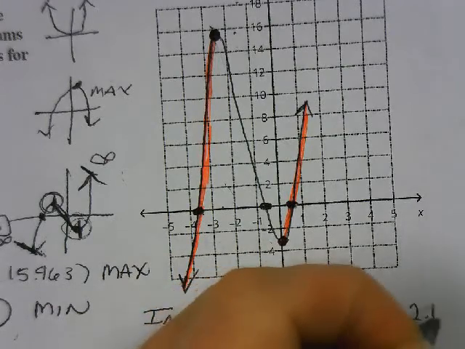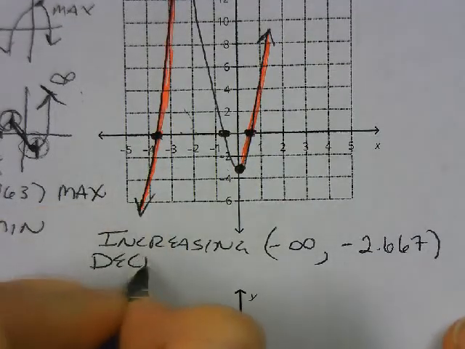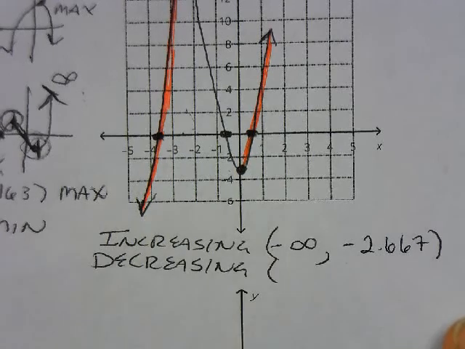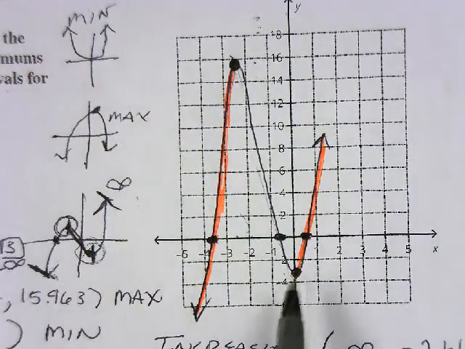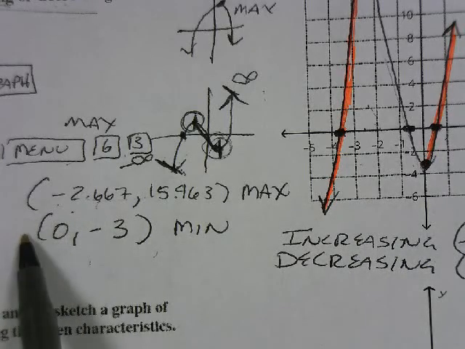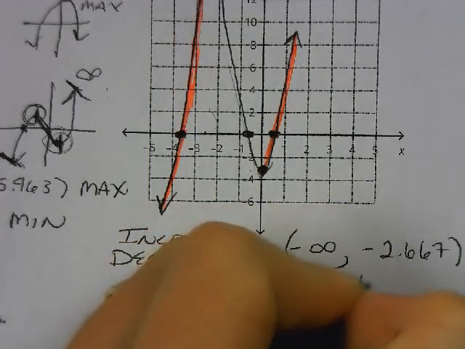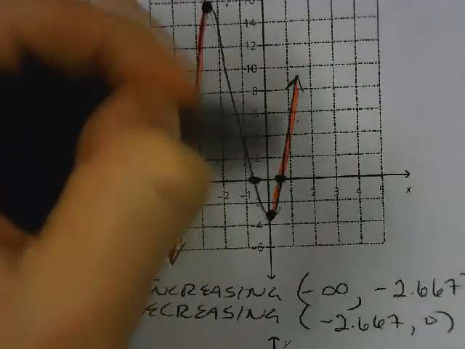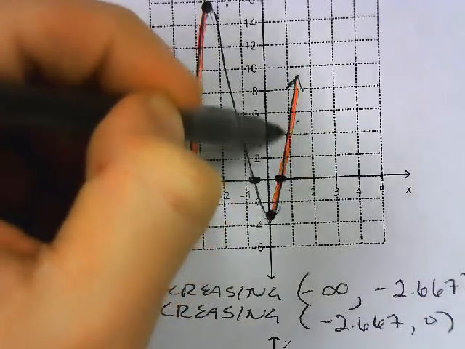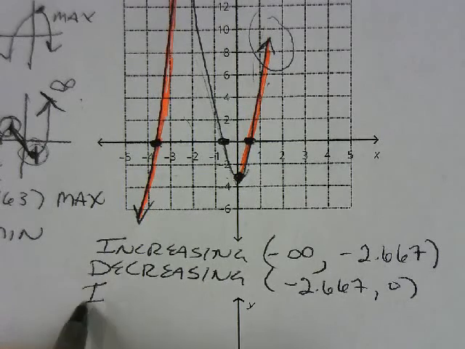Then the function is decreasing in this black area, and this is negative 2.667 all the way down to where my x value is here for my next minimum. That's over at 0. Okay, so it's decreasing between negative 2.667 and 0. And now it is increasing again on this red interval that you see here, and that's going to be from 0 all the way, this arrow marking tells you, to positive infinity. So from 0 all the way to positive infinity, it's increasing. Like that. From 0 to positive infinity.